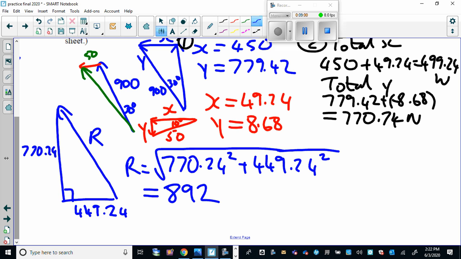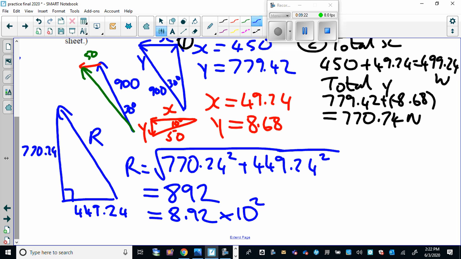And you end up getting 892, which we predicted was going to be a little less than 900. So that seems right. And then make sure you write it in the correct format, which is 8.92 times 10 to the exponent 2 kilometers per hour. So your answer for that question would be 892.